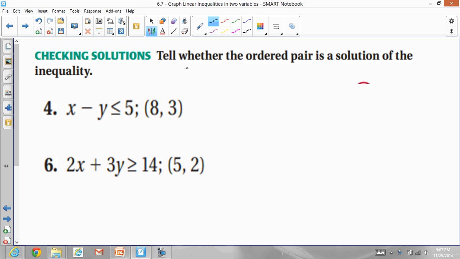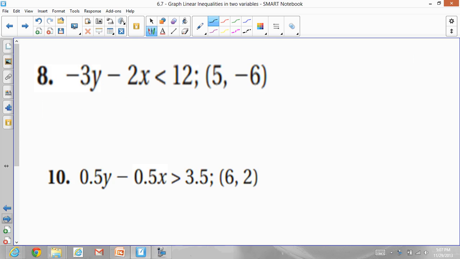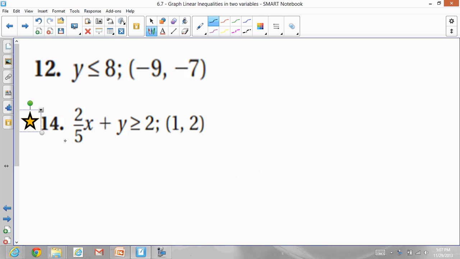The question is asking you to tell whether the ordered pair is a solution of the inequality. So let's focus on question number 14. They want to know whether this ordered pair (1, 2), which stands for your x and y, so your x value is 1 and your y value is 2. If you replace x with 1 and y with 2, they want you to know if this inequality will become true. So let's do this.